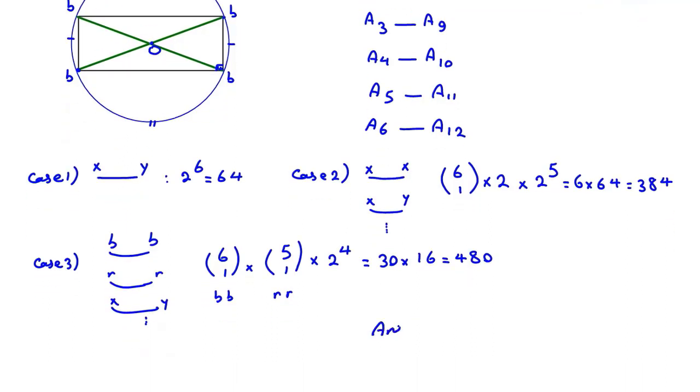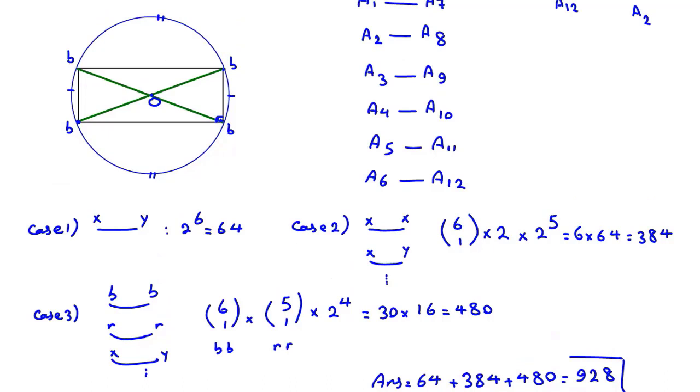And the answer is the sum of all these things, 64 plus 384 plus 480. 0 plus 4 plus 4 is 8, 8 plus 8 is 16, plus 6, 22, we have 2. 2 plus 4 is 6. 6 plus 3, 9. So the answer of this problem is 928. So look here, we've considered different cases.